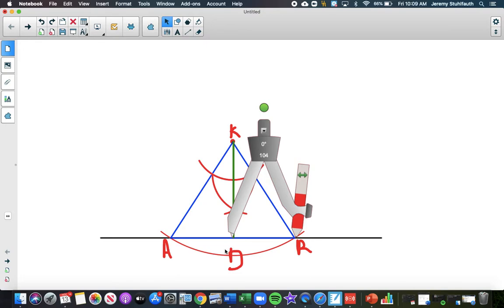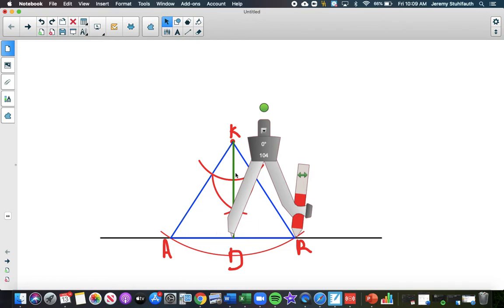That means that D is the midpoint, and so KD is a perpendicular bisector of that. So we have KD here, which means D is the midpoint of AR. And finally it says compare angle ADK and RDK.